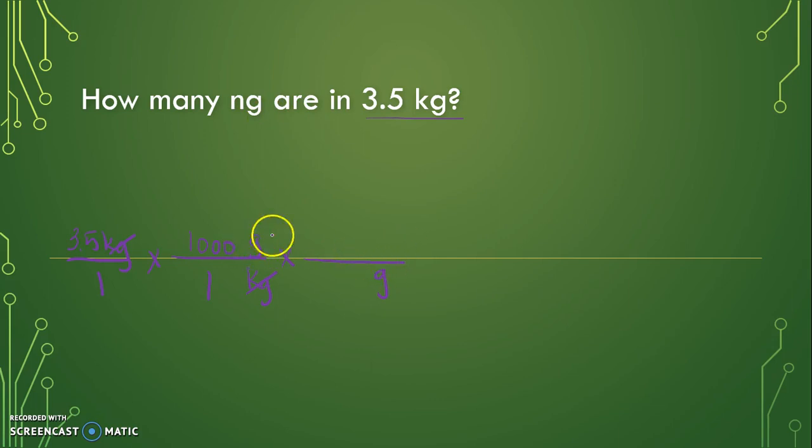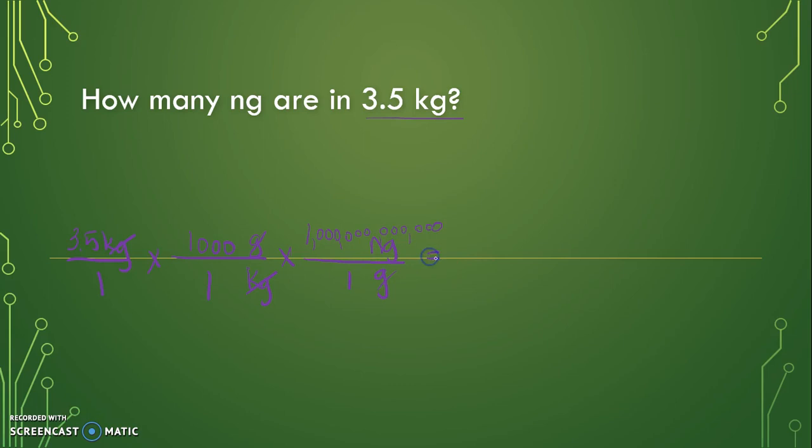Grams needs to go on the bottom so that they cancel. And I know grams compared to nanograms. A nanogram is a trillionth of a gram. So what that means is that it will take a trillion of those to make up a whole gram, a trillion trillionths.